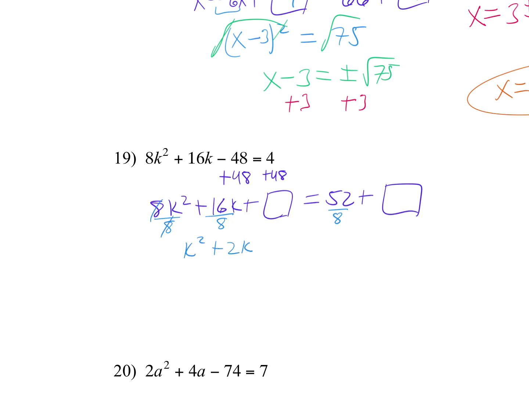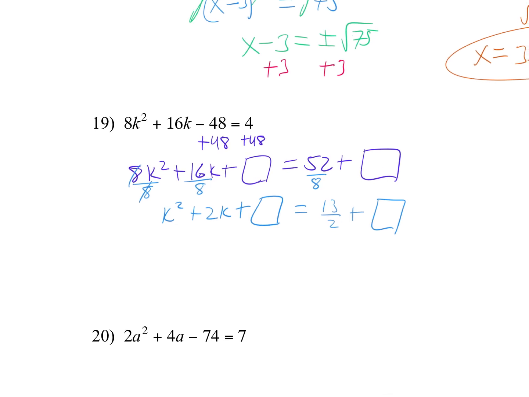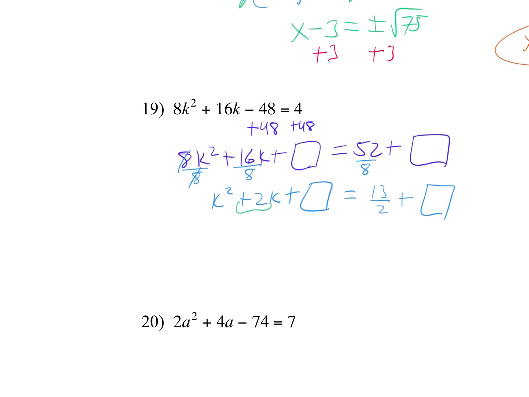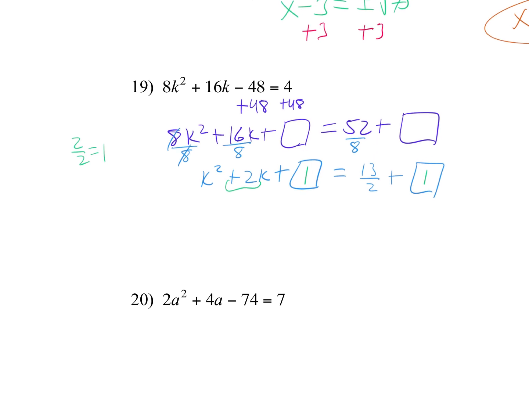We get k squared plus 2k plus, we still have a little space, and then 52 divided by 8, they share a factor of 4, so we can divide the top and the bottom by 4. We get 13 over 2, and then plus a little space. All right, and now we can factor it just as we've done before, right? Find our b over 2 squared term, right? In this case, b is positive 2, so 2 divided by 2 is 1. And then 1 squared is 1, so we're going to add 1 to both sides.